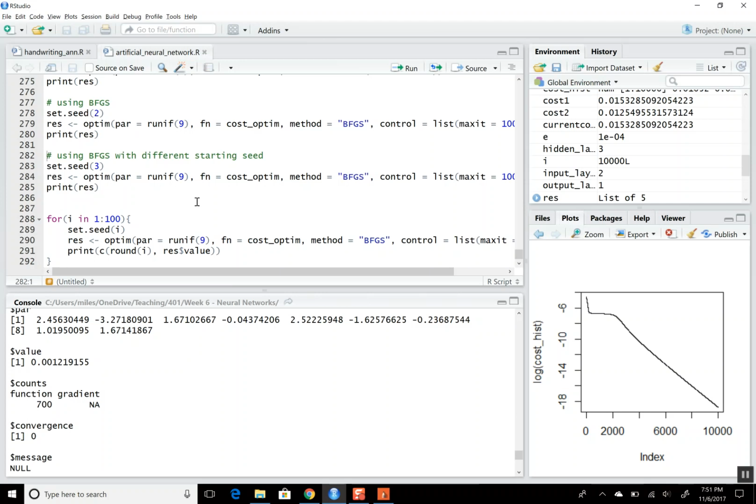Okay, sorry, I've been talking forever here. Let's take a 10-minute break. We'll come back at 8 o'clock, and then we'll apply this neural network stuff to the handwriting recognition data set.